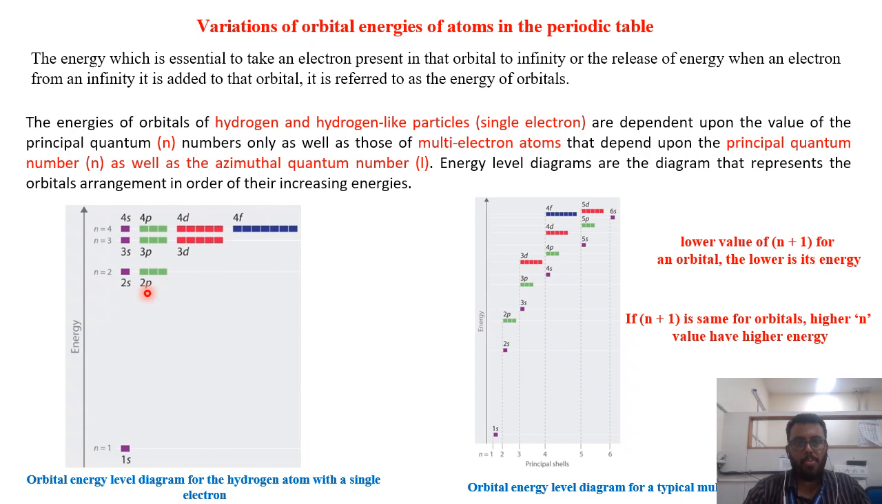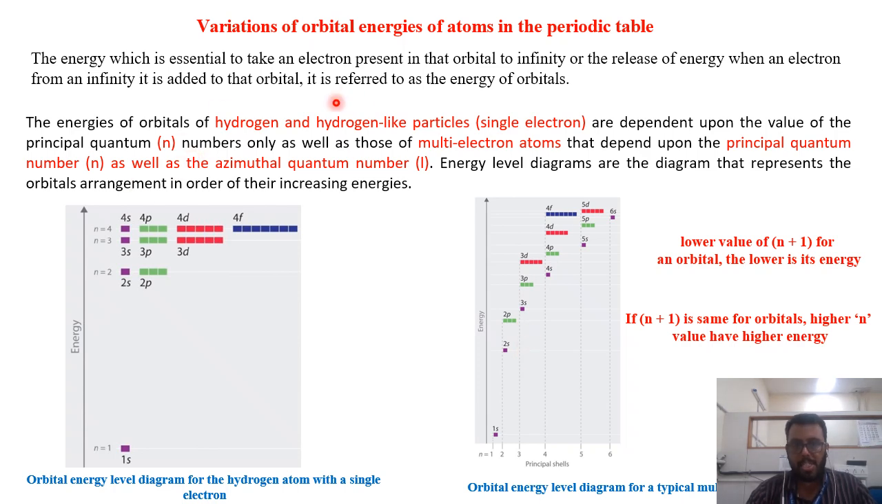Okay, now variation of orbital energies of atoms in the periodic table. This is an important topic, and you should understand it. But I would say compared to other periodic properties, this has the least role from the examination point of view. They seldom ask this, but still you need to know the periodic properties, and it is also one among them. So let's see how it works and how the property varies.